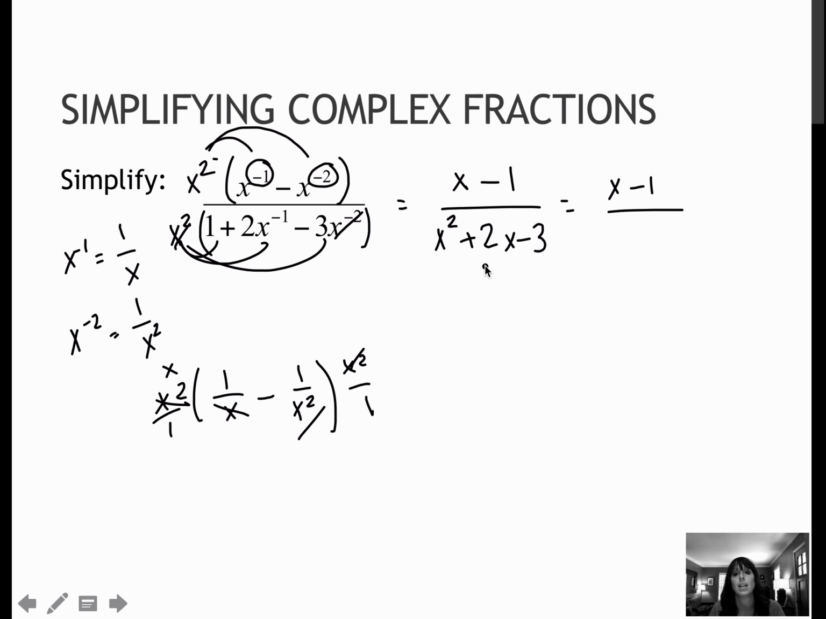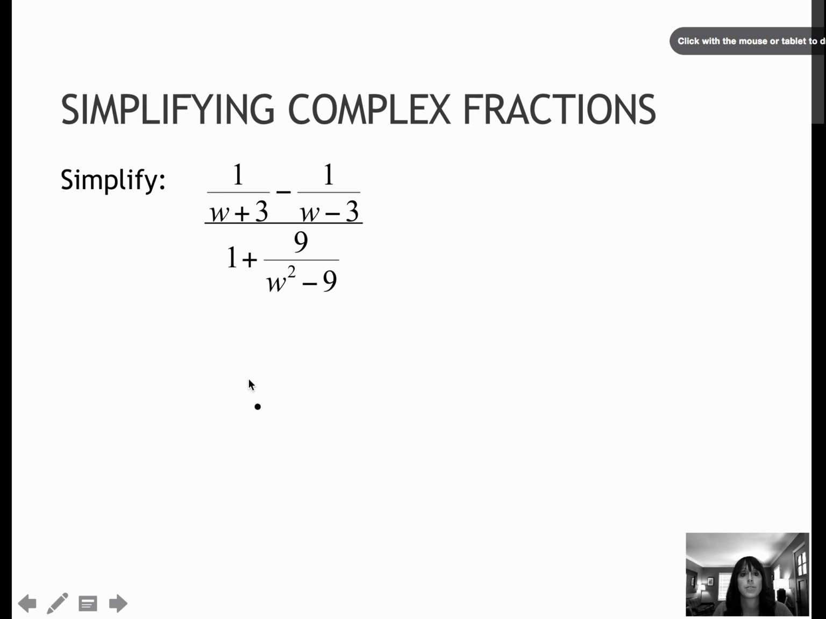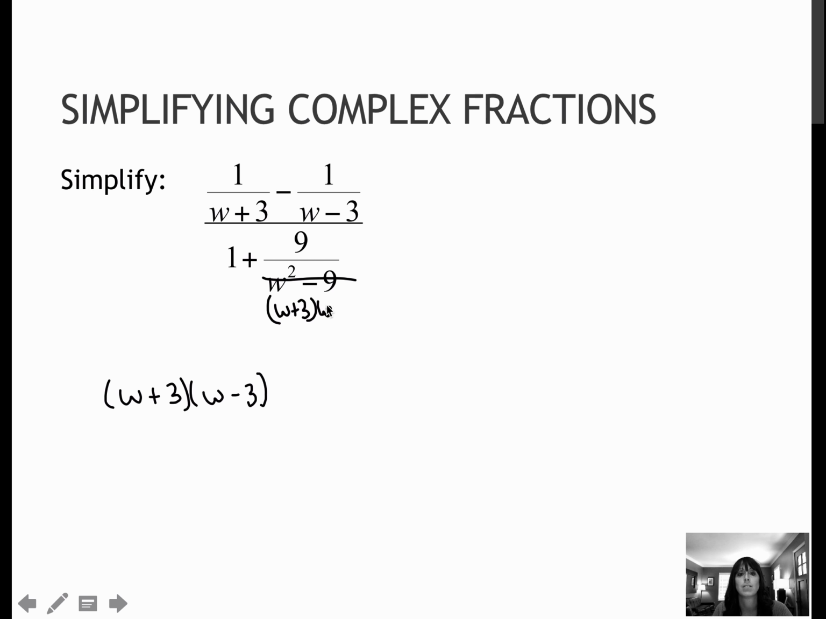Here's another one with several different denominators. I have a denominator of w plus 3. I have a denominator of w minus 3. I don't have a denominator there, so it's just 1. And this one is actually w plus 3, w minus 3. And so that's my denominator. So I'm going to take everything times that. Every single thing times this.